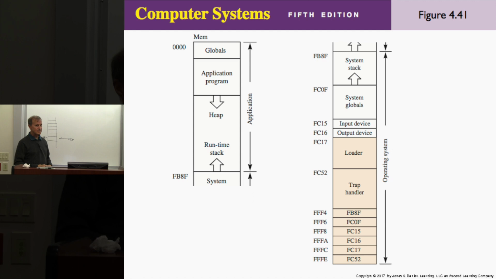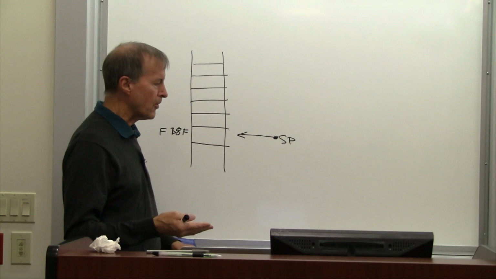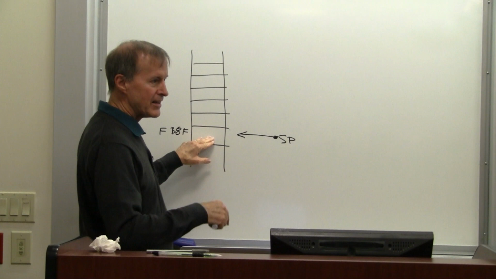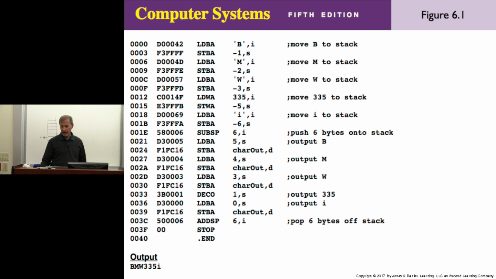I'll tell you what, let's run through an example and we'll see how it works. But the upshot of all these last little technical details is that when you start your program and you execute it, the stack pointer is initialized to FB8F, and that is the region in memory where the runtime stack starts. That's how our stack pointer gets initialized. Now, to show how stack relative addressing works and how we manipulate the stack pointer accordingly, I have a little nonsense example here in Figure 6.1.